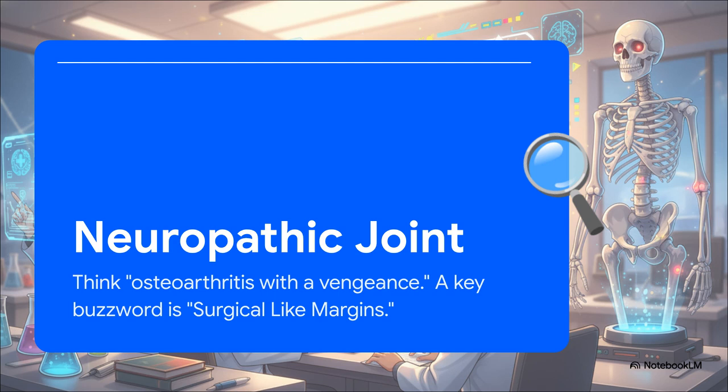Okay, so what happens if you take all that regular wear and tear and just crank the dial up to 11? Well, then you get something called a neuropathic joint. This is wild. It happens when someone loses sensation in a limb, maybe from diabetes, so they can't feel an injury, and they just keep walking on it. The result is, well, doctors have a great name for it, osteoarthritis with a vengeance. The joint gets so obliterated, it almost looks like someone surgically cut the bone.